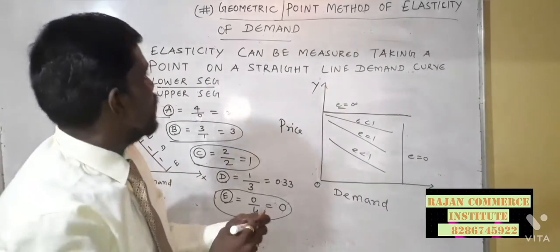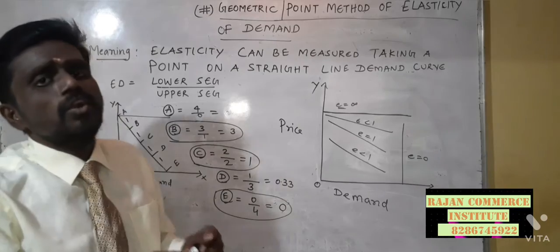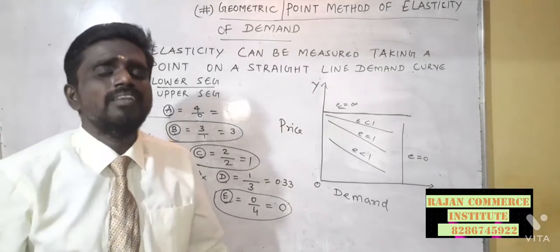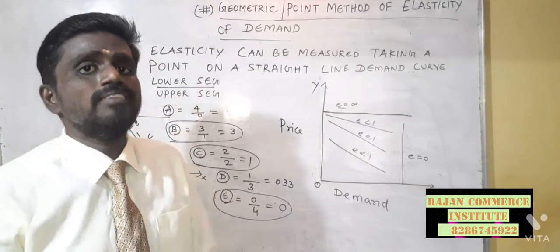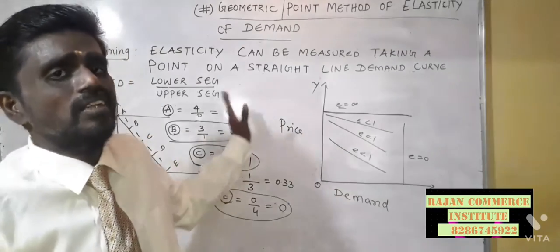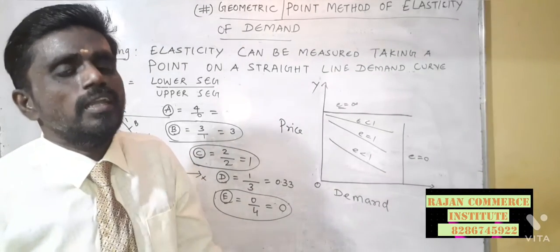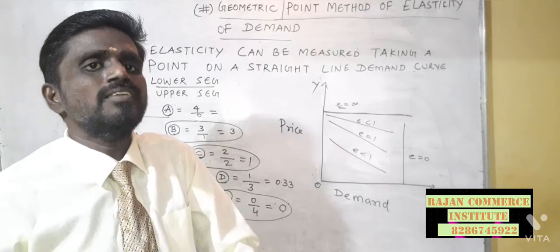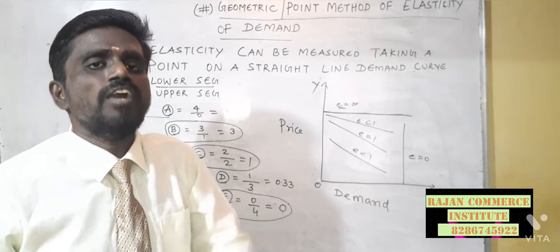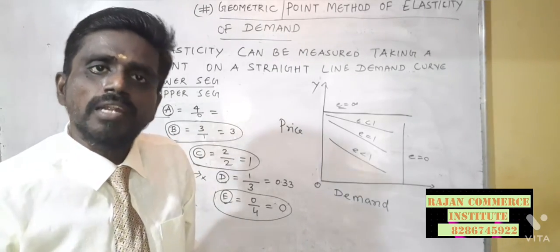So this is a very easy topic, the geometric method or point method of calculating the elasticity of demand. This is just an extension of the ratio method. In the next video lecture, we will discuss the expenditure method of calculating the elasticity of demand.